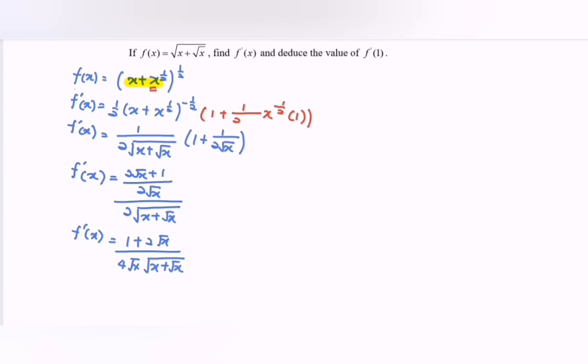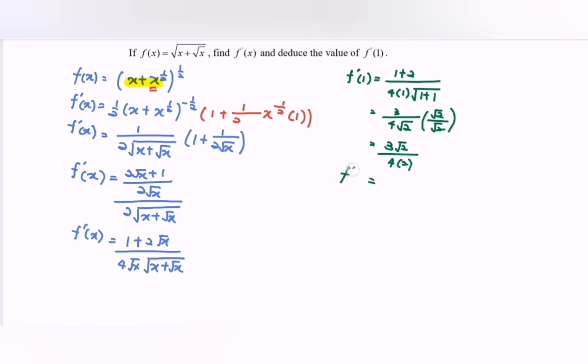Then deduce the situation. We have f prime of 1, where we have 1 plus 2 over 4 multiplied with the square root of 1 plus 1. So here we have 3 over 4 square root of 2. Multiply by the conjugate, then we have 3 square root of 2 over 4 multiplied with 2. Finally, f prime of 1 is 3 multiplied with the square root of 2 over 8.